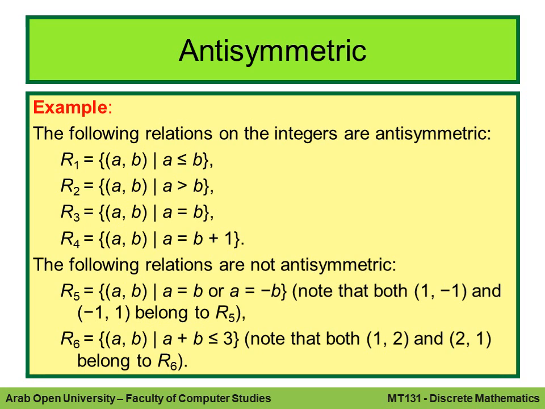Then this is an example of a relation that's not antisymmetric. R6, (A, B) such that A plus B is less than or equal to 3. Here both (1,2) and (2,1) belong to R6, but the relation is not antisymmetric. In this case also, this relation was an example of a symmetric relation. Anytime you have a relation that is symmetric and not empty, then it will not be antisymmetric.